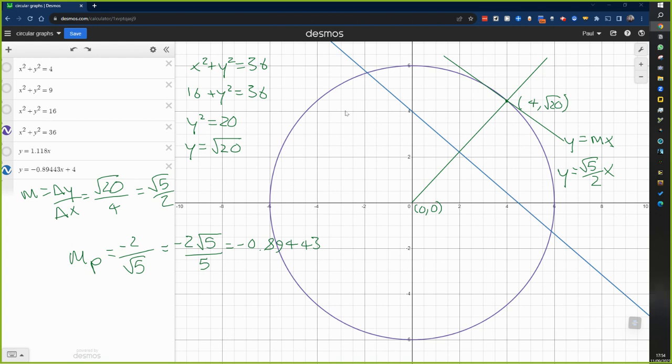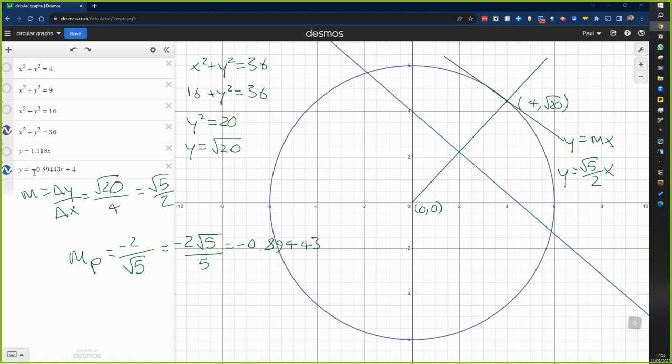But we've got to the point now where we calculated the gradient of the line from the origin to that point there, which was root 5 over 2, which is basically 1.118 to 4 significant figures. We knew from earlier on that to work out the perpendicular gradient, you do 1 over that, and tapping into a calculator and doing a couple of other things, we see that it is that.